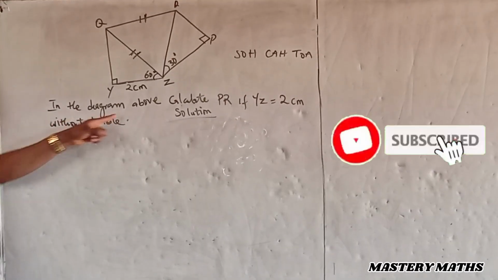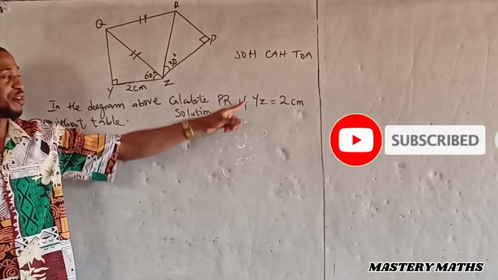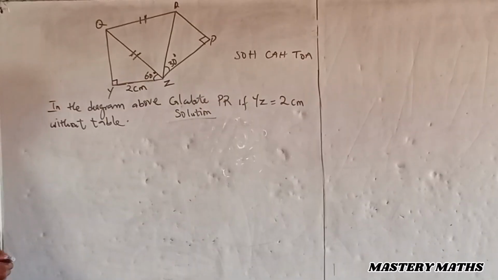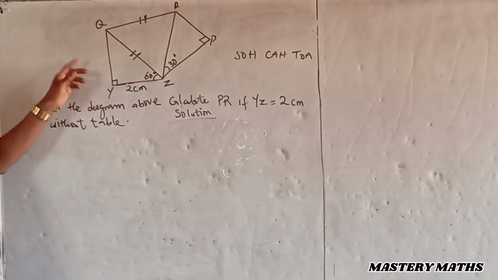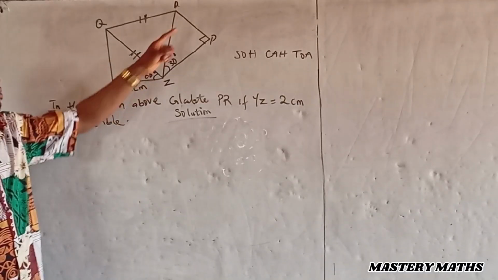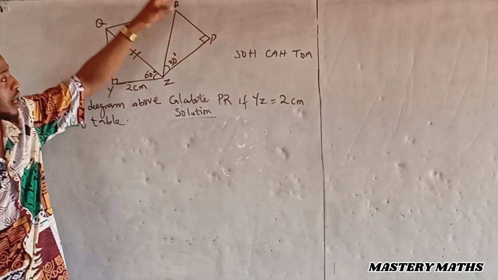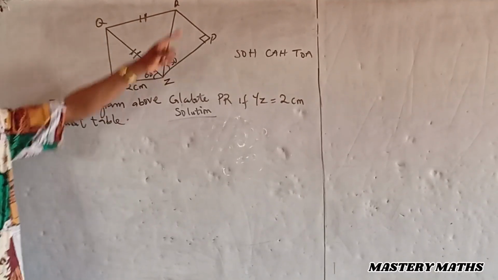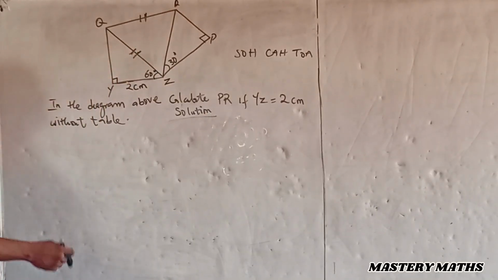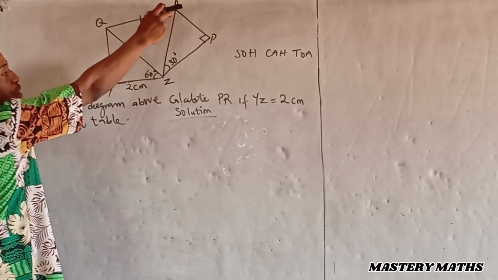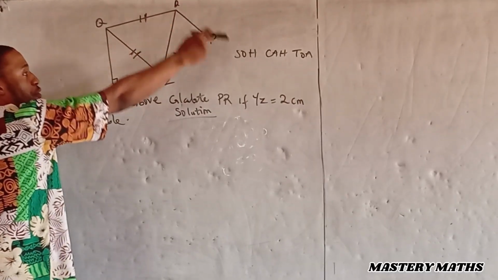On the board, you have the diagram above. Calculate PR if YZ is equal to 2 centimeters without table. We're being asked to solve this without using our 4-figure table. And they said we should look for PR. We should look for these sides of the angle. Now, in order to look for our PR, first of all, we need to look for this side to get this side before we now move to the main one we are looking for.